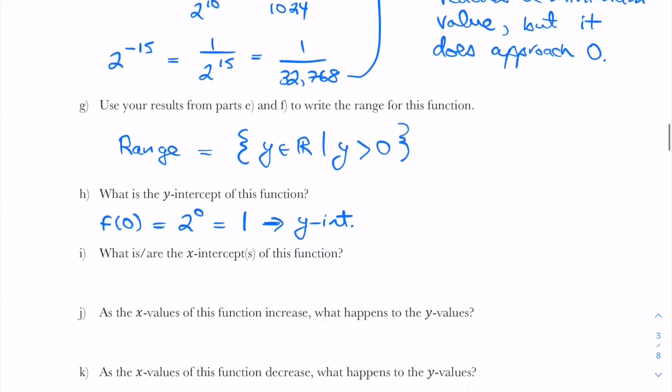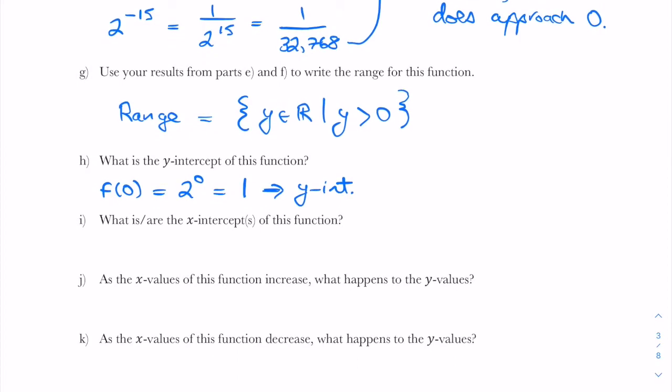Next up, what is or are the x-intercepts? Recall, this is the location or locations where the function crosses the x-axis. As we saw, it never crosses the x-axis. It never reaches a y value of 0. So this function has no x-intercepts.